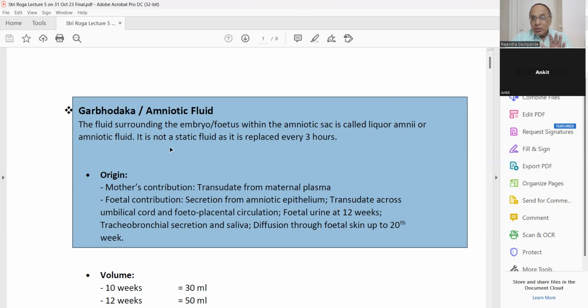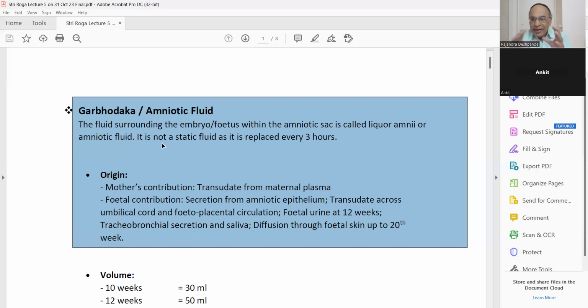It is not a static fluid. That means it is not like your water dam, which once filled stays permanently. It is not like that. It is replaced every 3 hours. Old matter is gone, new matter is coming. So the fluid is always replaced every 3 hours. Write down that number, 3 hours.